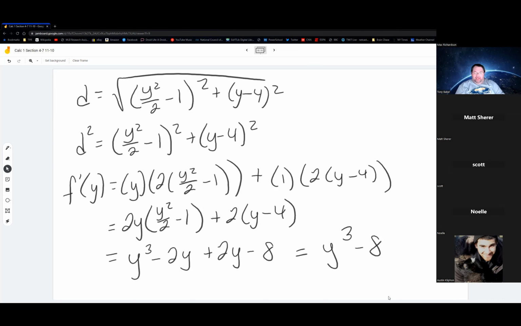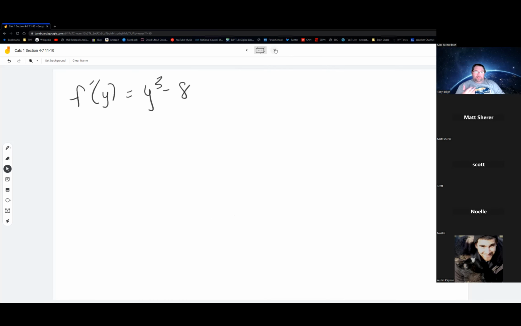All right, so now that we've got my derivative, y to the third minus 8, I need to find my critical numbers. So I'm just going to set this equal to 0. So y to the third equals 8. So y equals 2.